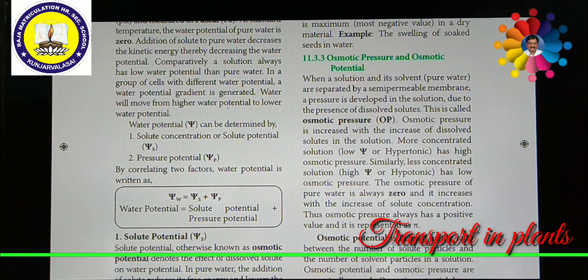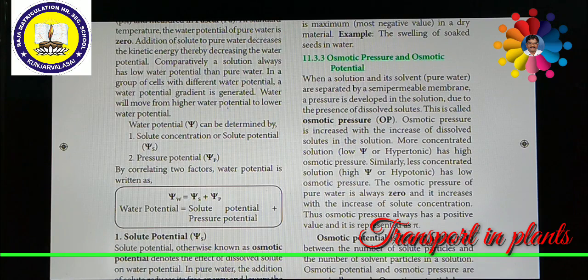It denotes the effect of dissolved solute on water potential. Already we know that in pure water, if you add salt or solute, it reduces its free energy and lowers the potential value from 0 to negative. Thus, the value of solute potential is always negative. So, in a solution at standard temperature and atmospheric pressure, water potential is equal to solute potential. That is, psi W equals psi S.